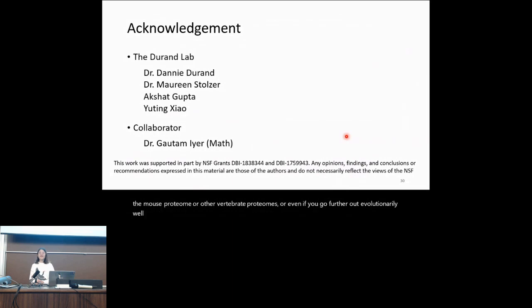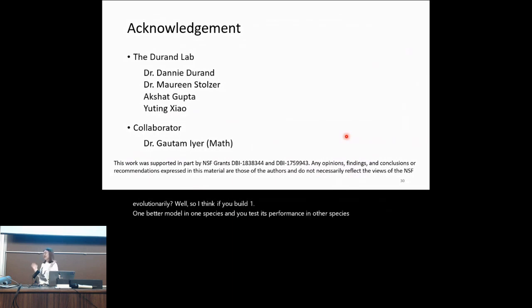Well, so I think if you build one bigram model in one species and you test its performance in other species, that's a way of asking whether there are different design rules in different species, different lineages. And so I guess for very closely related species, the design rules should be similar. We've tested this in primate and mouse. But I would be curious to see how a model in one species performs in another species.